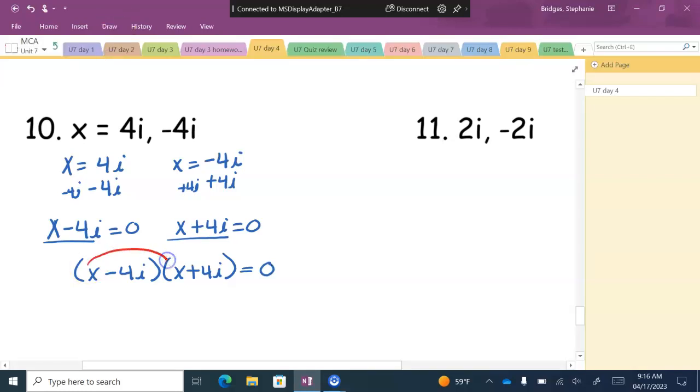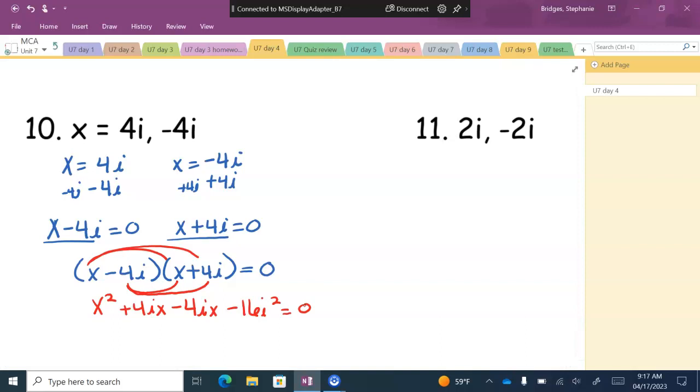We're going to distribute. That gives me x squared. When I multiply x times 4i, I just write it as 4ix. You could write it as 4xi. It doesn't matter as long as they have both of the letters in there. I'm going to multiply the negative 4i times the x, which is going to give me a negative 4ix. What do I get when I multiply negative 4i times positive 4i? I get a negative 16i squared. I'm going to stop there for just a second.